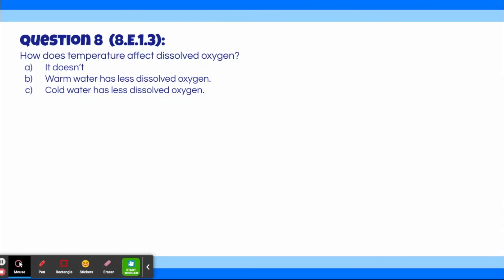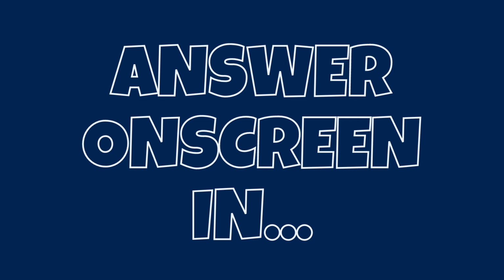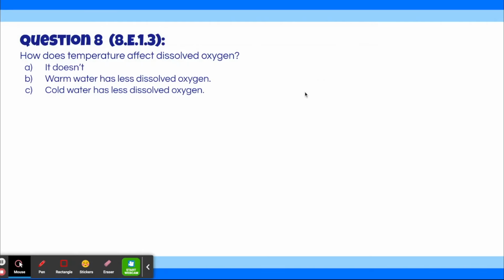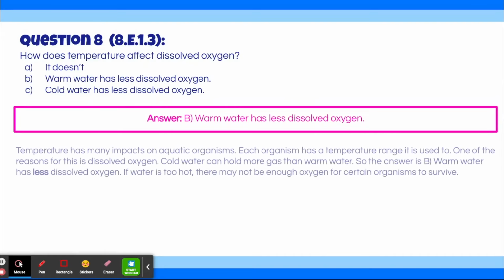Question 8. How does temperature affect dissolved oxygen? A. It doesn't. B. Warm water has less dissolved oxygen. C. Cold water has less dissolved oxygen. The answer is B. Warm water has less dissolved oxygen.